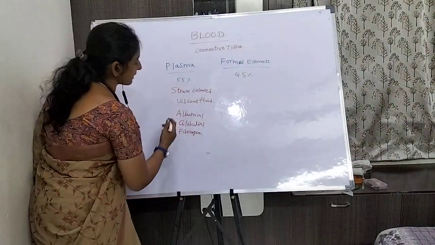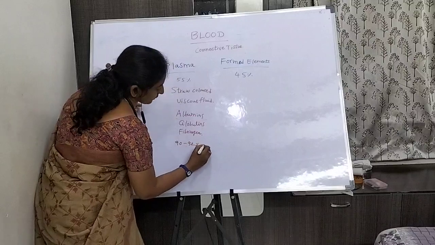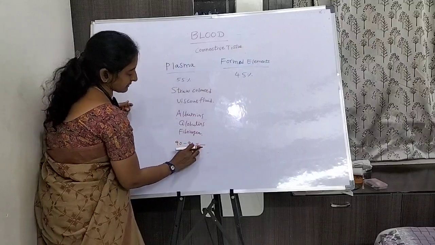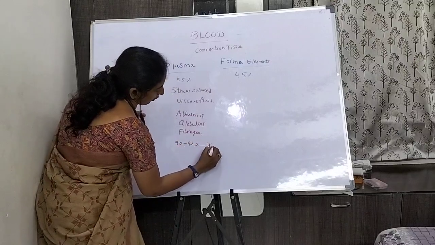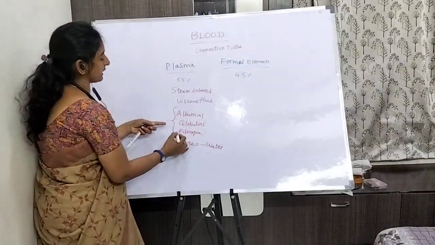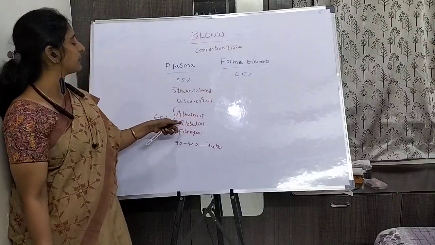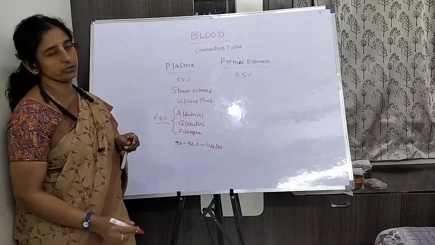Here, in plasma, 92% is water. The remaining is proteins, only 6 to 8%. These are albumins, globulins and fibrinogen.